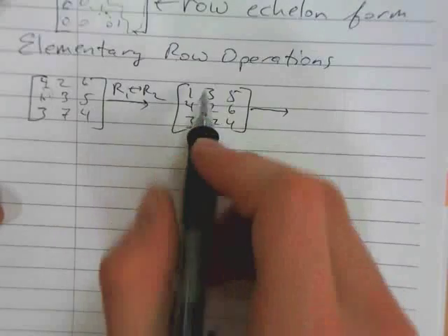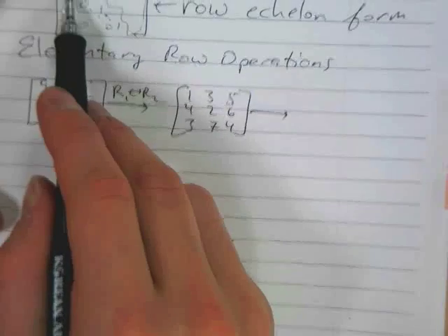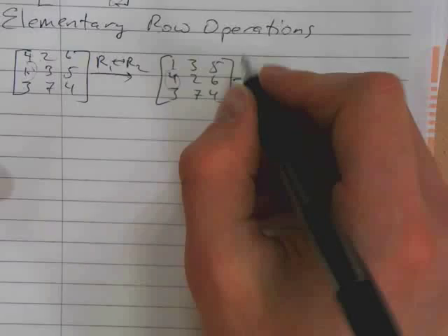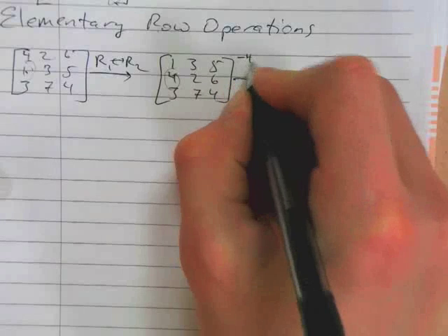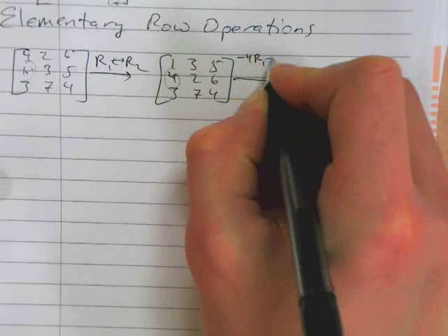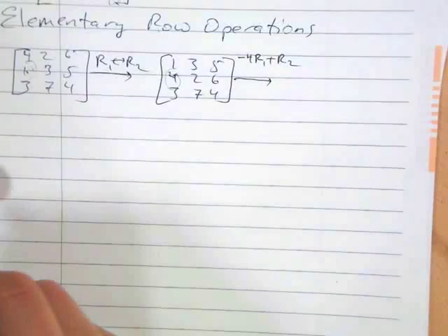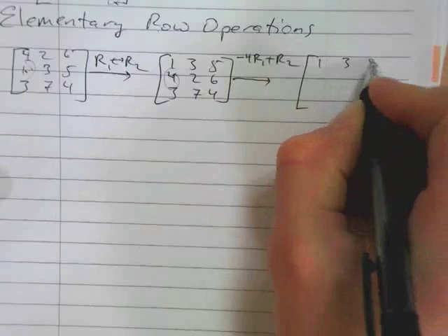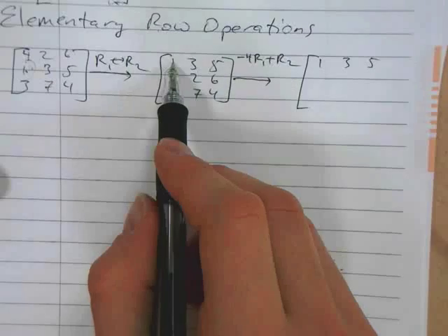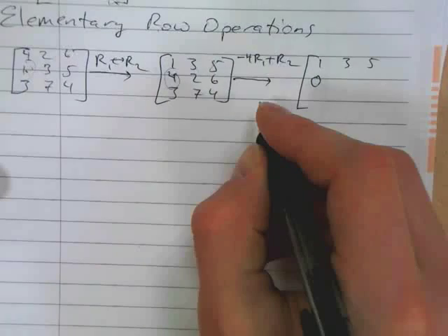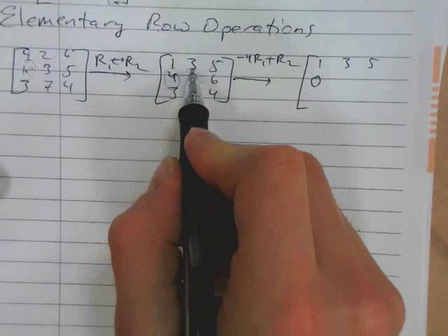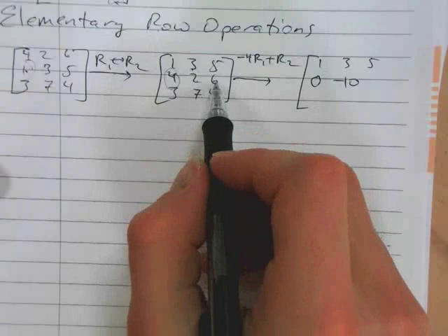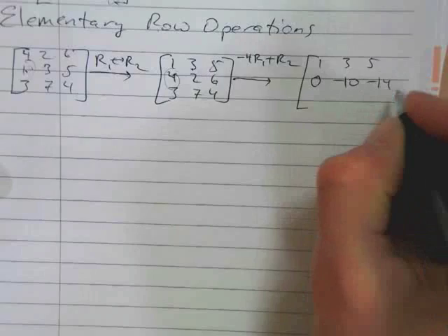We need to have zeros below the diagonal. So I want to get rid of this 4, and I can do that by taking minus 4 times row 1 and adding that to row 2. If I do that, my row 1 stays the same. My row 2, negative 4 plus 4, becomes 0, which is what we're aiming for, so that's good. Negative 12 plus 2 is negative 10. Then we have negative 20 plus 6 is negative 14.